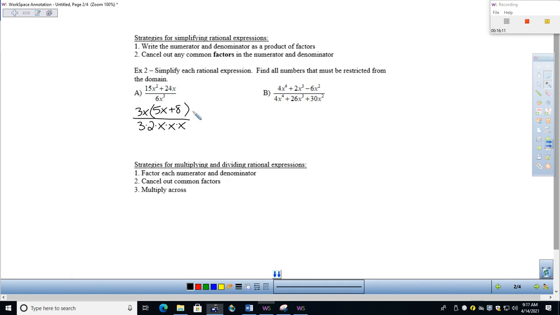Factors, factors. Now I can see what's common to the numerator and denominator, and they can cancel. So everybody, 3's can cancel. X's can cancel. And that seems to be it. And so when I reduce this, what I'm left with is 5x plus 8 as a binomial, and then 2 times x times x, so it should just be 2x squared.